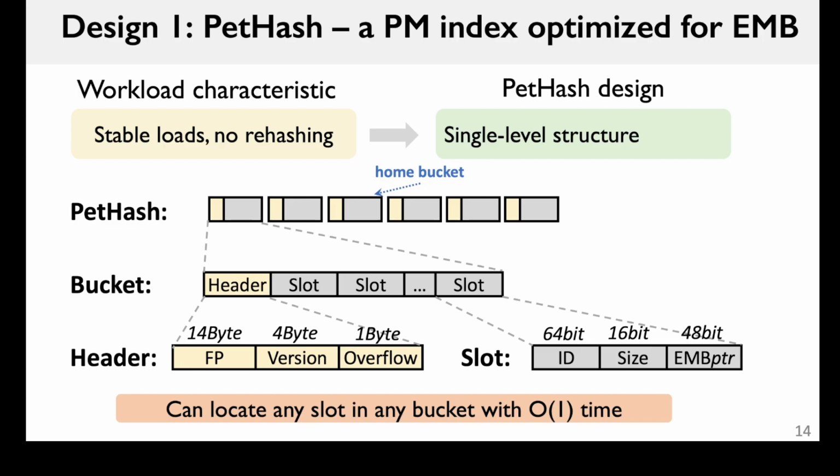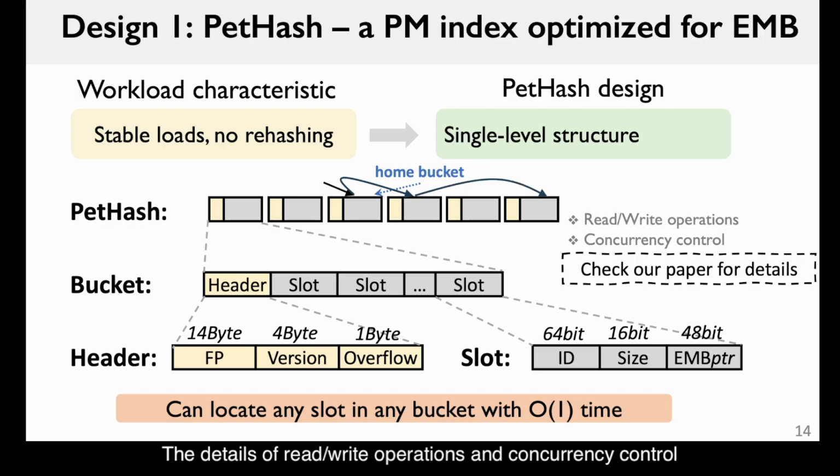reads. PET-hash consists of a single layer of buckets, and we define the first touched bucket of a certain KV as the home bucket. When the home bucket is full, it will probe subsequent buckets. The details of read-write operations and concurrency control are not covered due to time constraints. Please check our paper if you are interested.